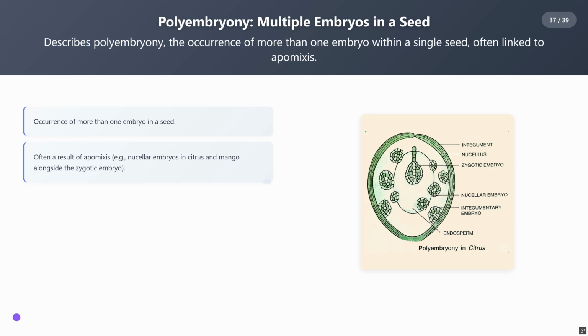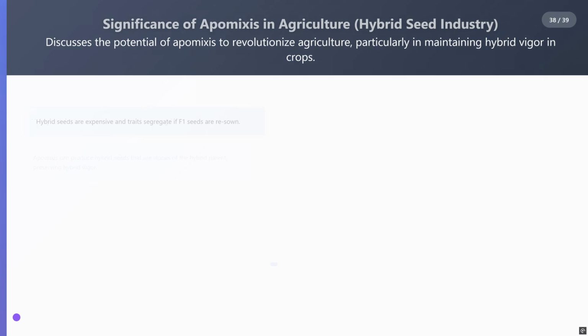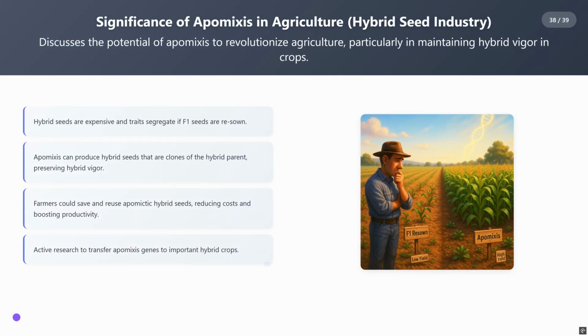So that's why sometimes when you squeeze an orange seed, you see multiple little sprites inside? Precisely. That's polyembryony, often linked to apomixis in citrus. Yeah. You have the real embryo from fertilization, and then these bonus clonal embryos from the nucellus. Apomixis and polyembryony. Really interesting biological quirks. What's the potential significance of apomixis, particularly thinking about agriculture and maybe the hybrid seed industry?